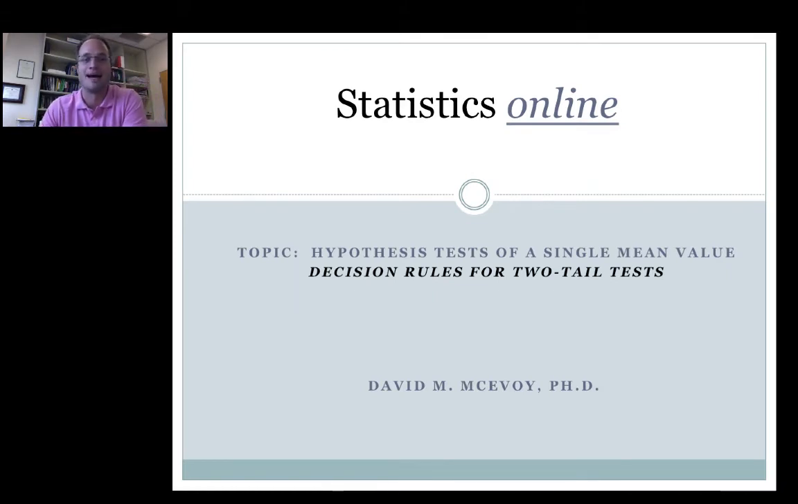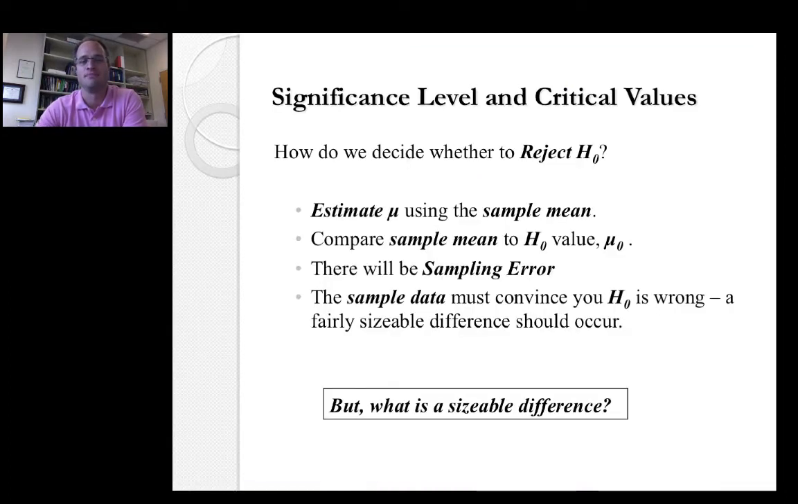So today we're talking about hypothesis tests of a single population mean, and specifically we're going to do some examples to show you the decision rules for a two-tail test. And so the question is, how do we decide whether or not to reject a null hypothesis?